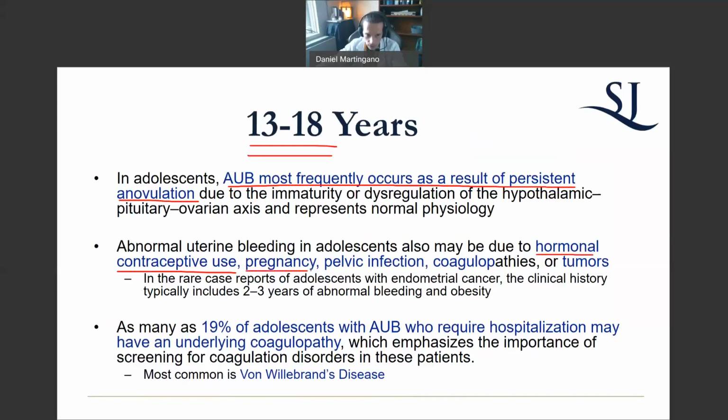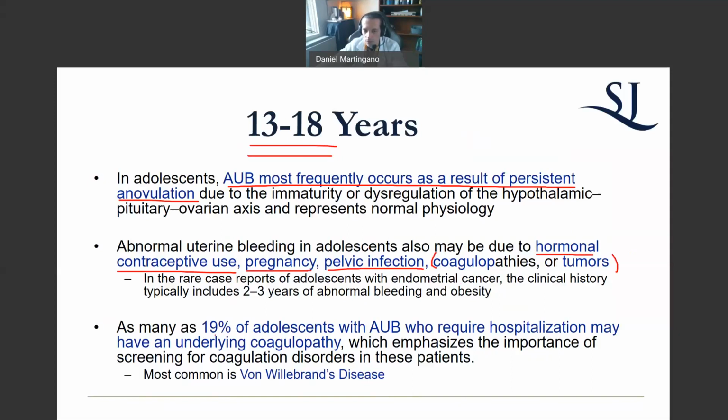They can be pregnant, which is something you always need to rule out. STDs happen as a result of early sexual activity, and maybe because it's so early, precautions aren't being taken, but these are possibilities is the bottom line. While coagulopathies and tumors are a possibility, far less.